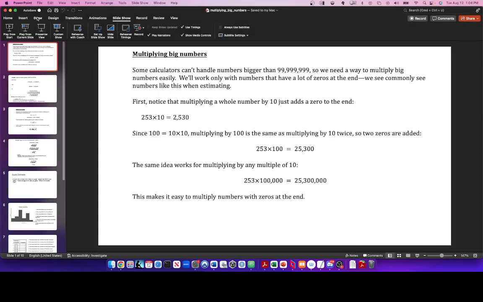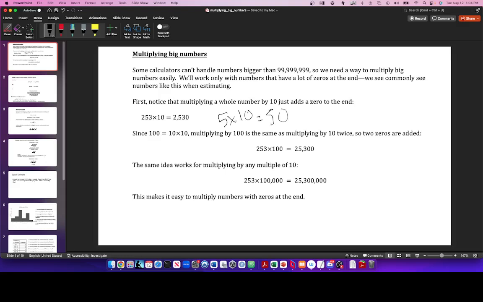Grab my little drawing tool. 5 times 10 is 50. 3 times 10 is 30, and even a big number like 253 times 10, we stick a 0 on the end, so 253 times 10 becomes 2,530. That's maybe not all that useful on its own, only when you're multiplying by 10, but you can also do it with any multiples of 10.